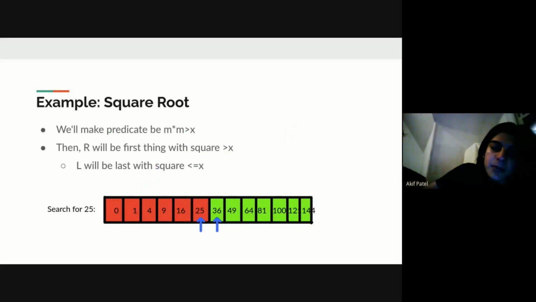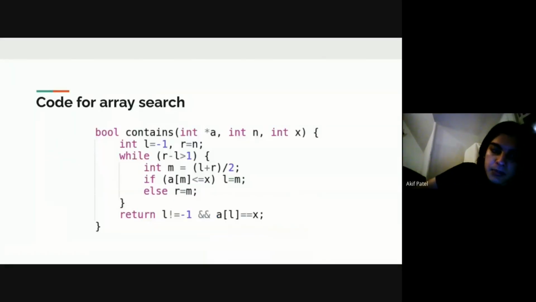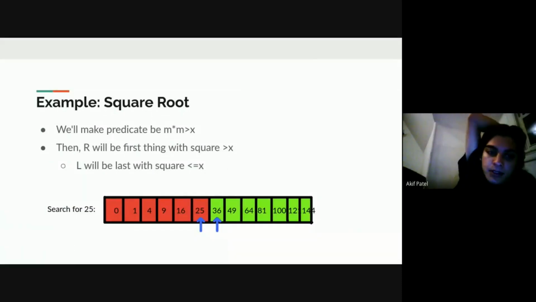So next example we're going to do is the square root problem, integer square root. The problem here is that we're given a number and we want to find its square root if it has one.